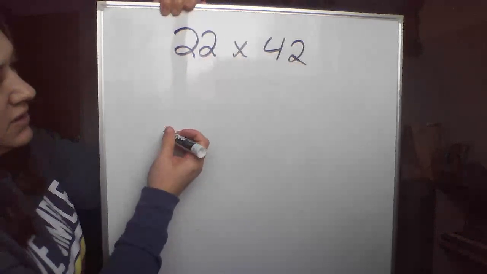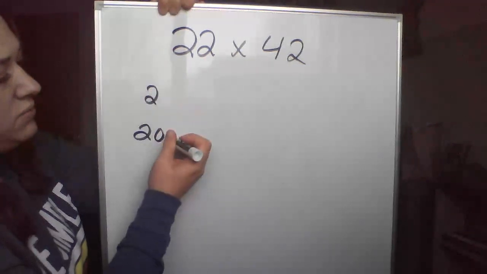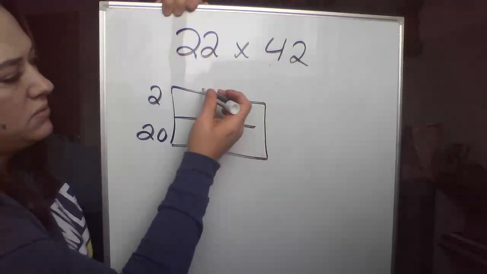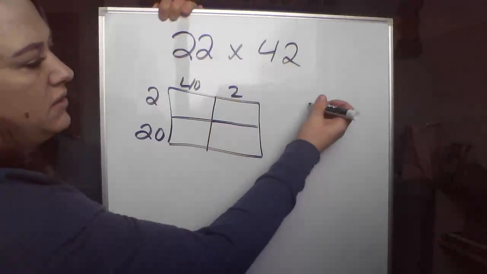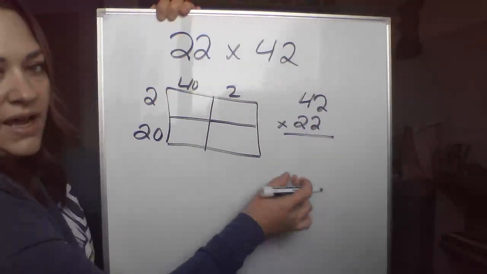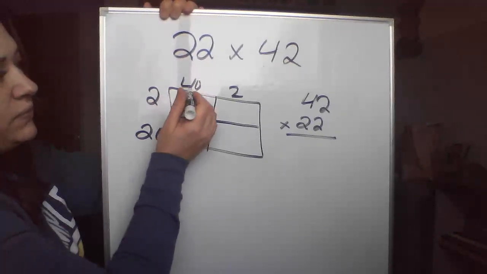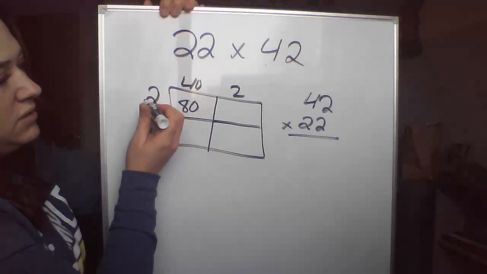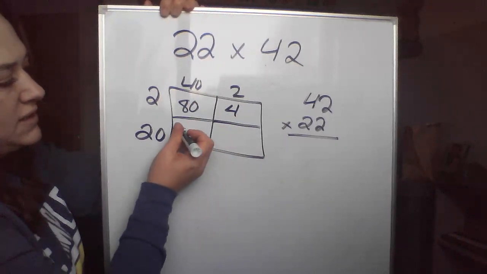Okay. So here we're going to set up our area model, 22, draw our line, 42. Okay, 42 times 22. Remember, this is where we add our partial products up from the area model. So 2 times 40, 2 times 4 is 8, so 2 times 40 is 80. 2 times 2 is 4. 2 times 4 is 8.